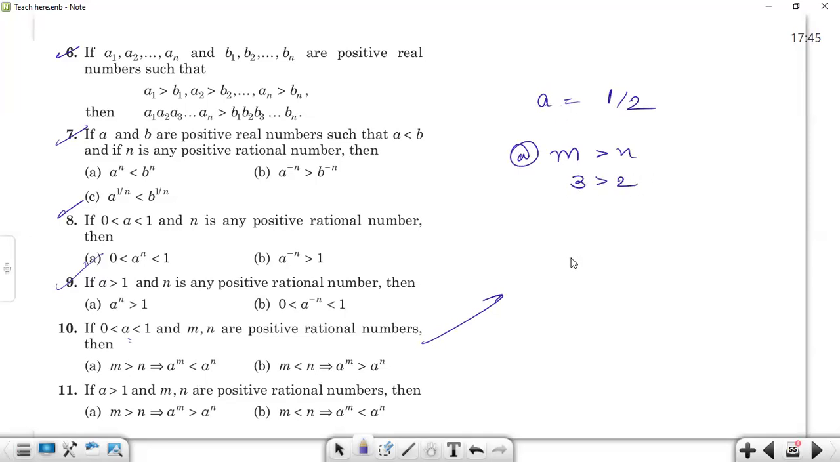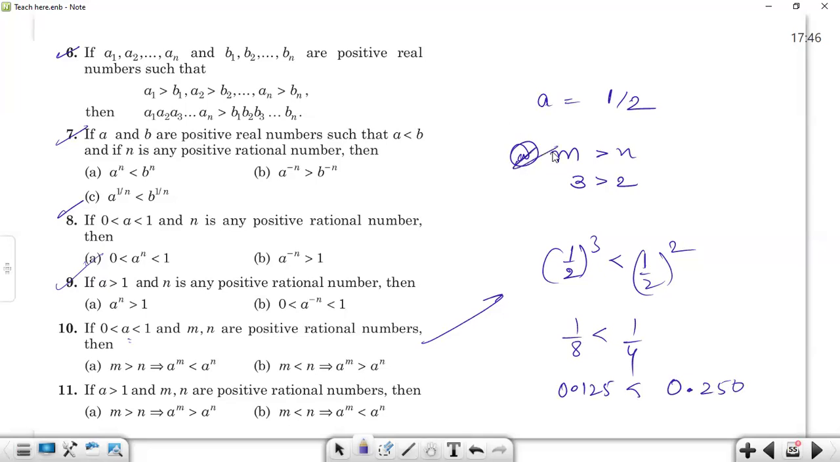So A raised to power M, half raised to power 3, should be less than half raised to power N, which is 2. So 1 by 8 is of course less than 1 by 4. What is 1 by 8? 0.125 is of course less than 0.250. Yeah, that's the case.